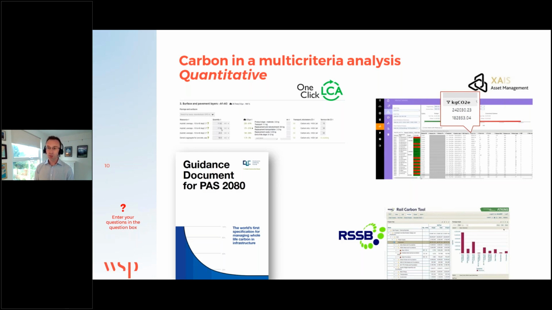The RSSB has also made a freely available tool. That's the Rail Safety Standards Board here in the UK. And it's got some great benchmark data in there about rail projects, and so you can use minimal amounts of information about a potential rail sector project to help you model the impacts there. And then PAS 2080, publicly available specification, that's used to help guide someone through a calculation for whole life carbon impacts.